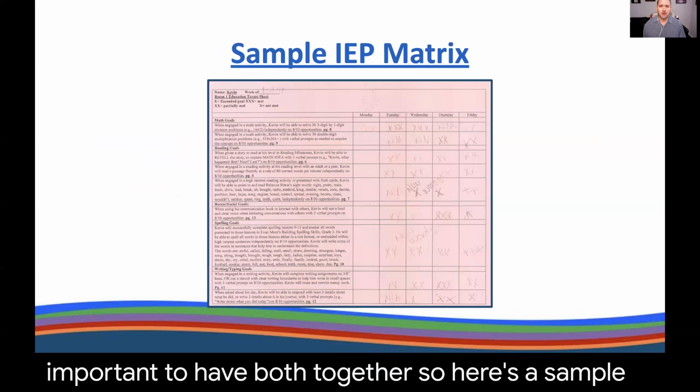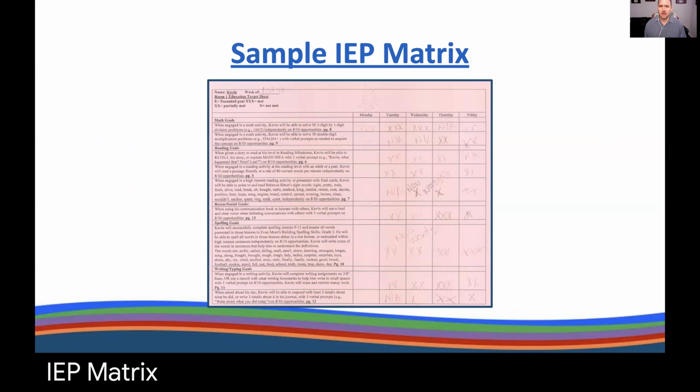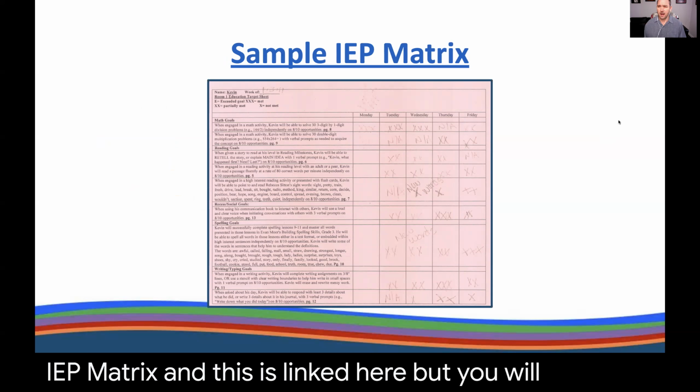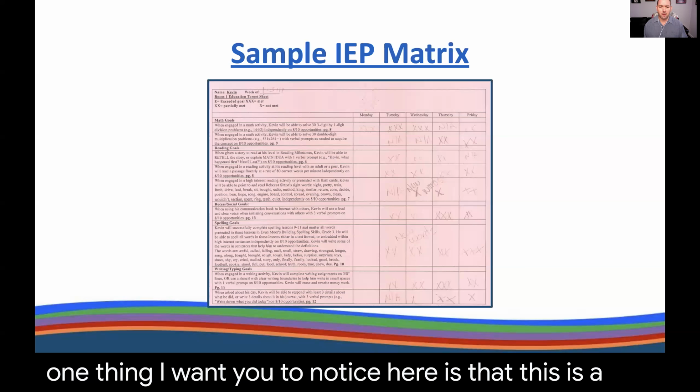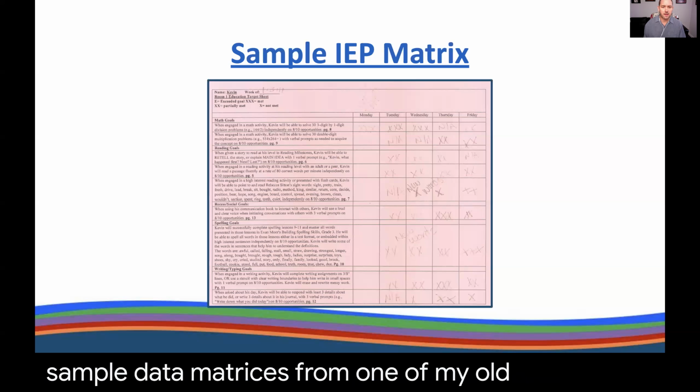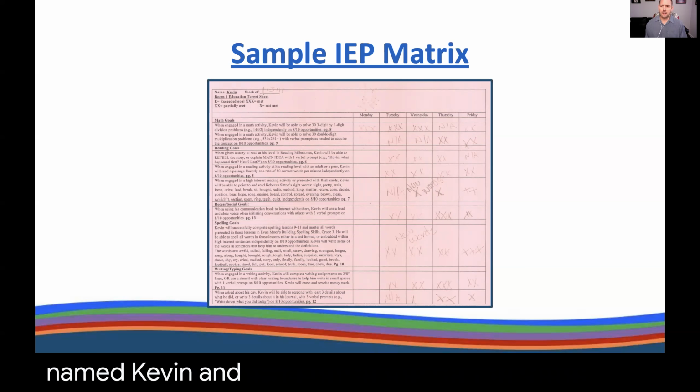So here's a sample IEP matrix, and this is linked here, but you will also have access to the supplemental documents as well. So one thing I want you to notice here is that this is a sample data matrix from one of my old students named Kevin. And you notice that it's pink. That's because all of my students were fully included.